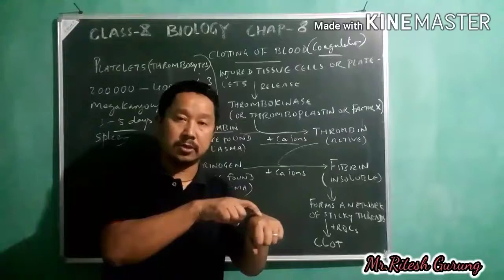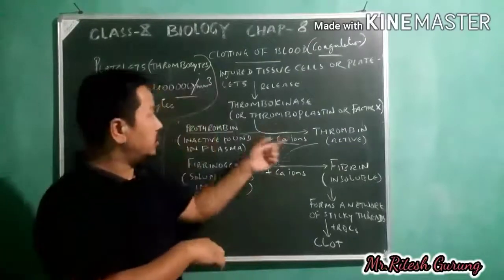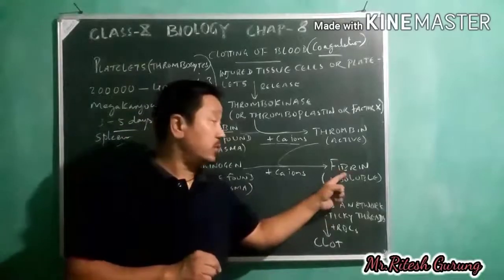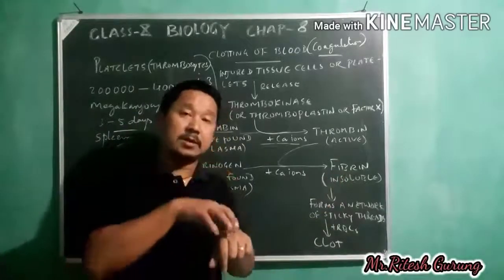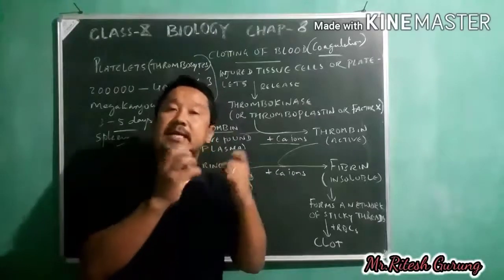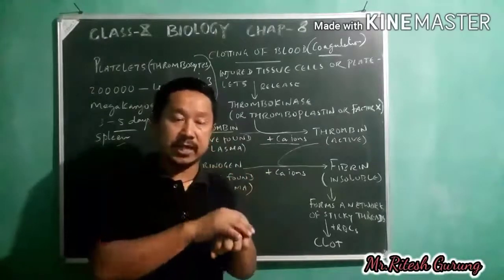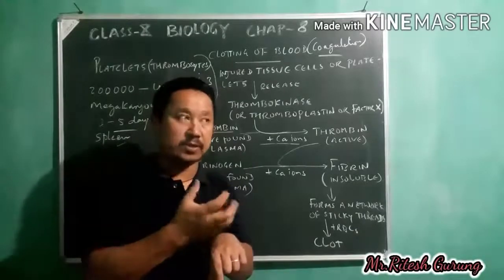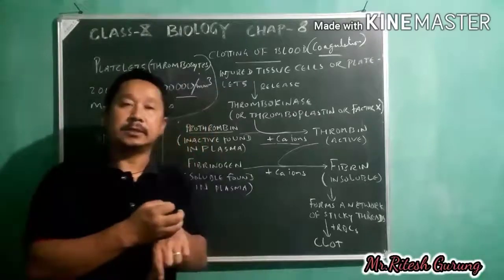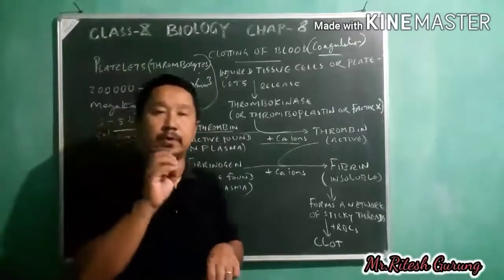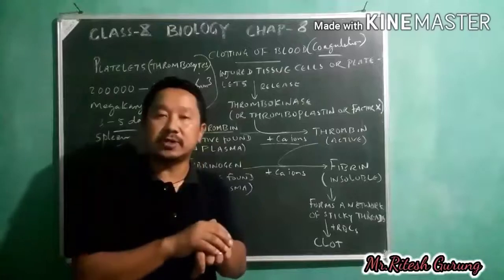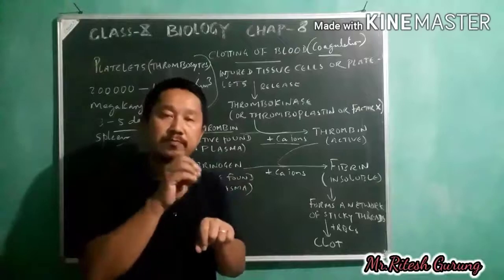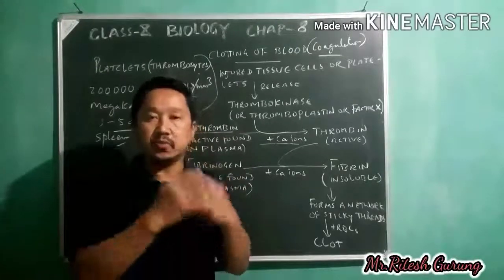Suppose this part is injured. After all these things take place there, your fibrin will be formed there. This fibrin makes a kind of net-like structure, which traps RBC, mainly RBC or other blood cells, and at that time a watery pale liquid substance oozes out. Only watery pale fluid substance oozes out.